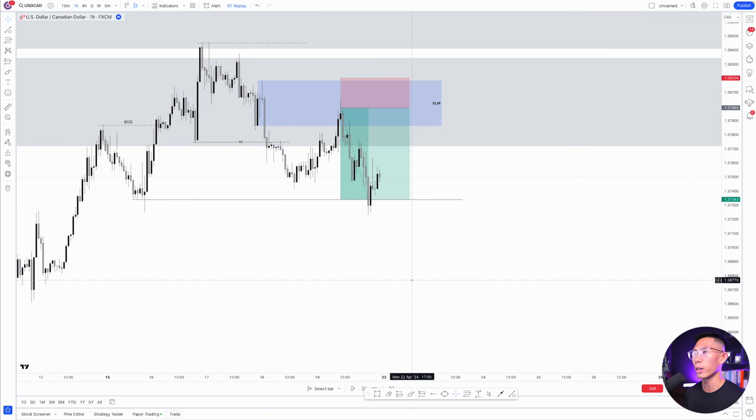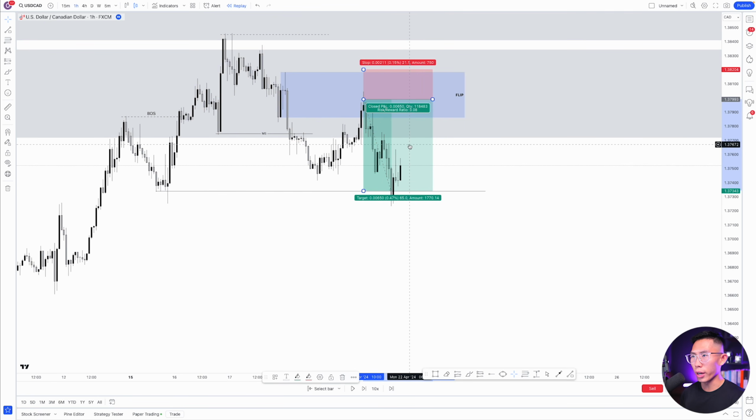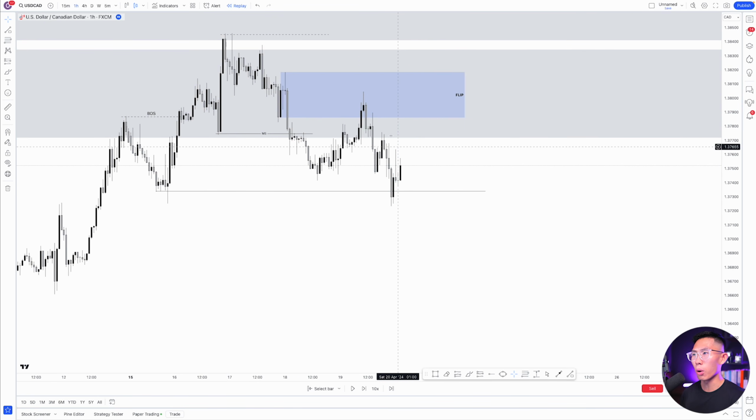Boom, smash your take profit. As simple as that. Got out of the trade. Happy days. Go and celebrate with champagne or something. Now, after we got out of this trade, observe what price is doing right now. Price has come back down here to this swing low, right?